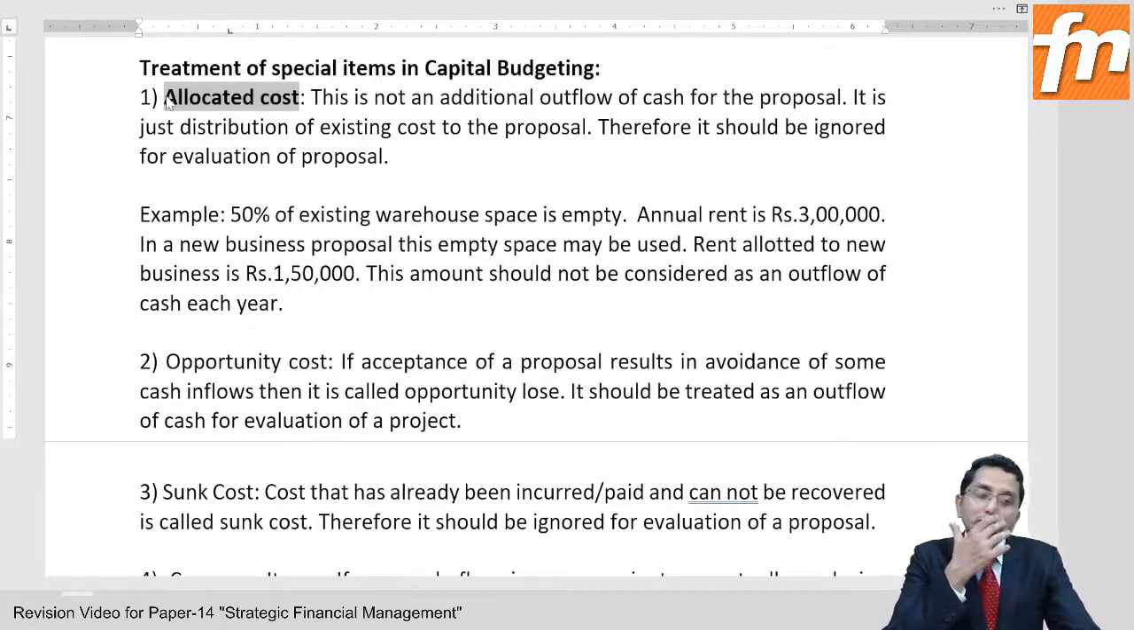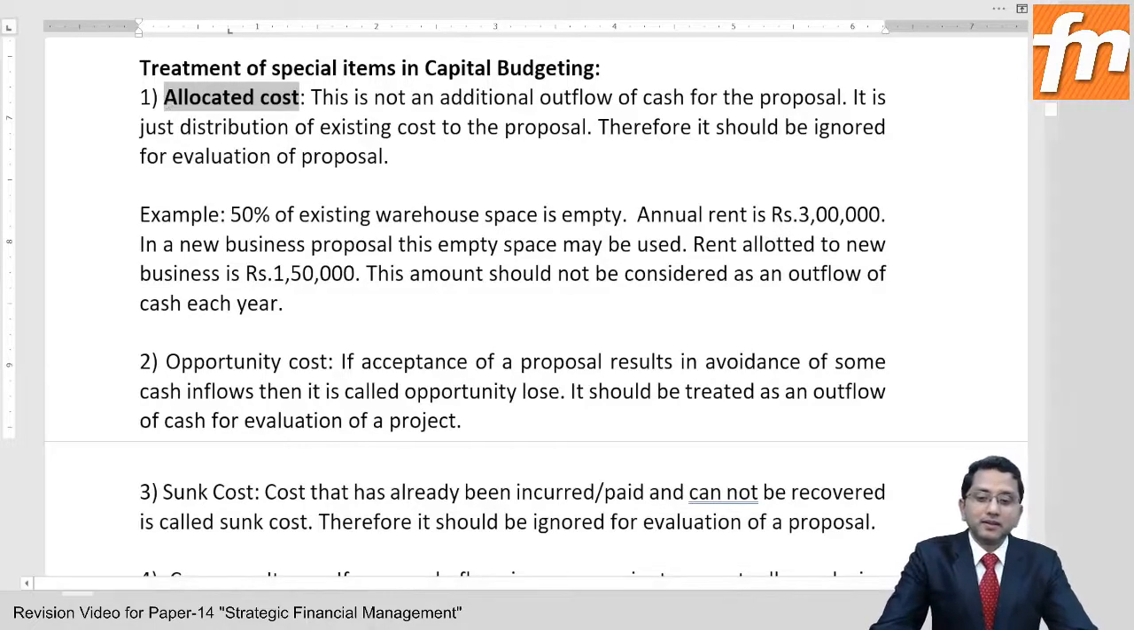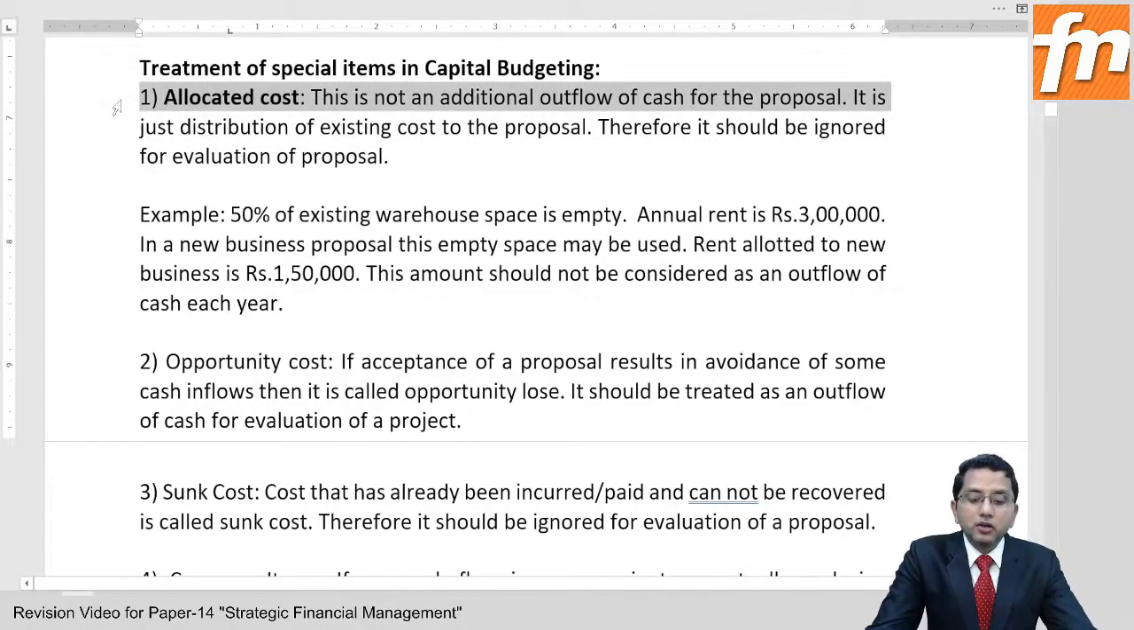So don't look at the cash flows which are already there. Only consider those incremental cash flows which will be there if you start the proposal, if you accept the proposal. And that is why allocated cost should be ignored while taking capital budgeting decisions.